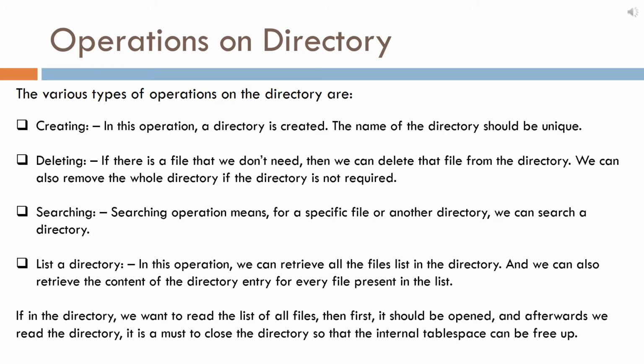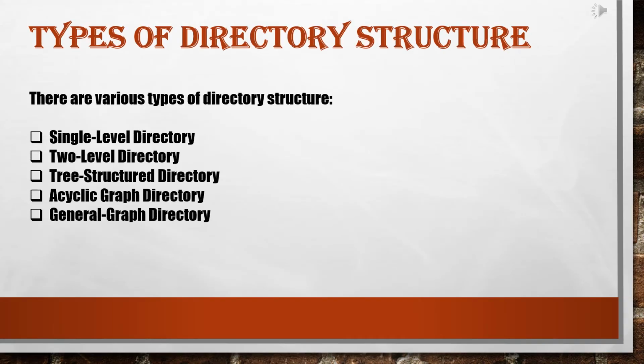If in the directory we want to read the list of all files, then first it should be opened and afterwards we read the directory. It is a must to close the directory so that the internal table space can be freed up. There are various types of directory structure like single-level directory, two-level directory, tree-structured directory, acyclic graph directory, and general graph directory.